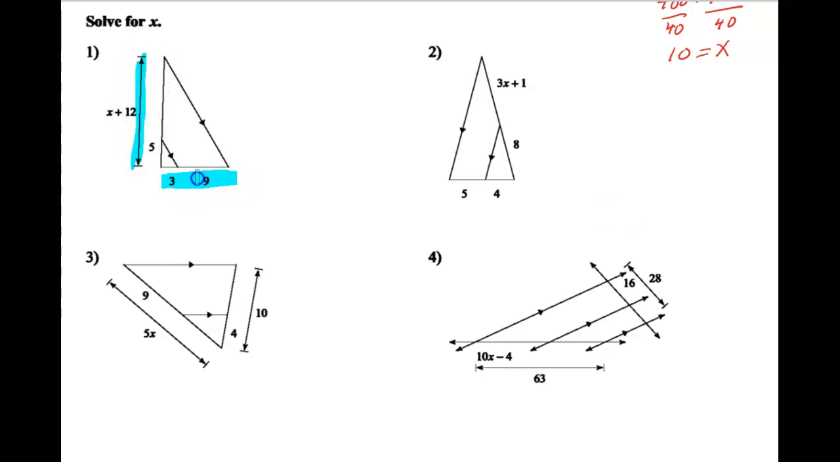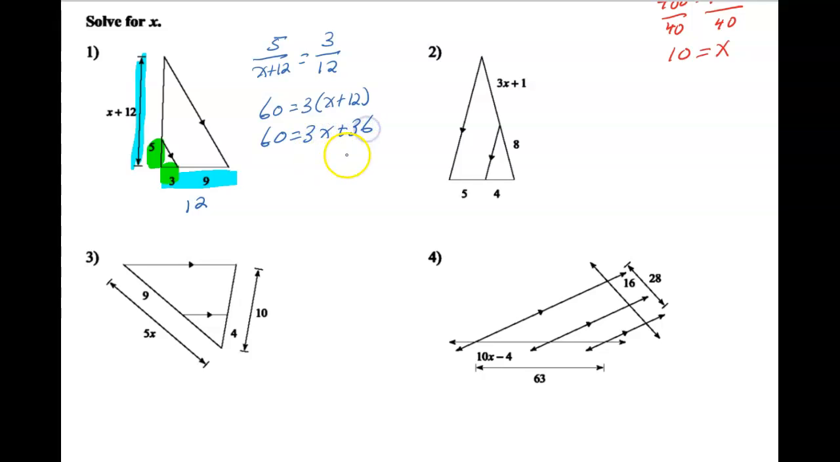Okay, so for problem number 1, I have the whole side here in blue, x plus 12, so I need to figure out this whole side. 3 plus 9 is 12. Then I could set up the proportions. This bottom piece, 5, to the x plus 12 is equal to the 3 to the 12. So I'm going to set up this proportion. 5 over x plus 12 is equal to 3 over 12. So 60 is equal to 3 times x plus 12. Distribute.